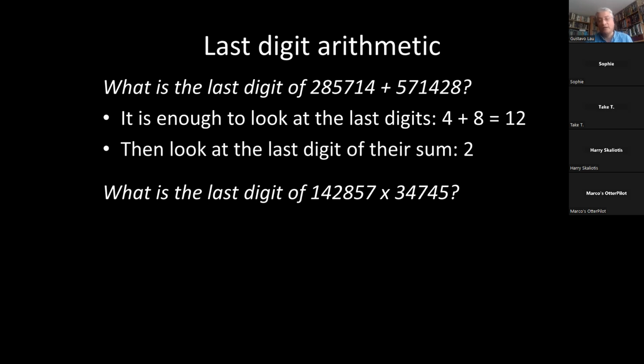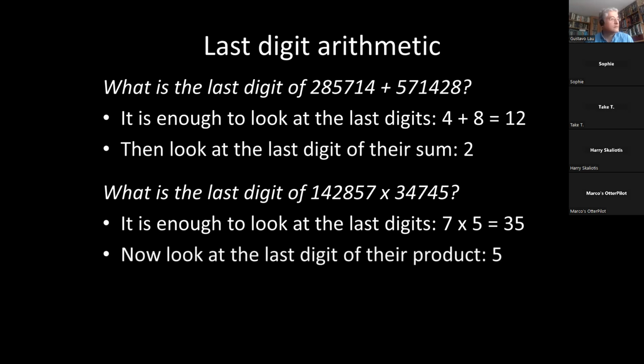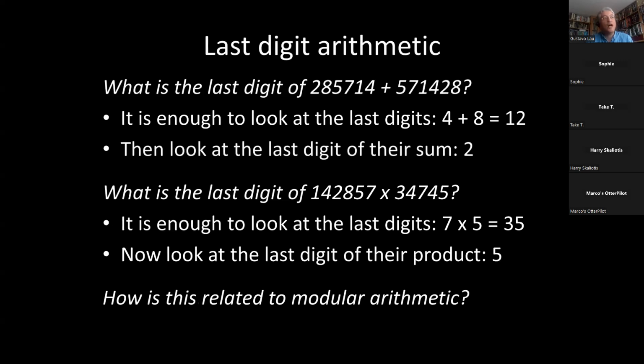Somebody that is not Sophie, could you tell me the last digit of this? 5. Nicole, why is it 5? What did you do? Because you do 7 times 5. You look at the last digits, and then you look at the last digit of the product, no? Agree? Yeah, I agree.